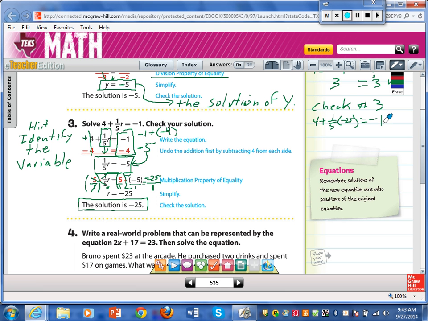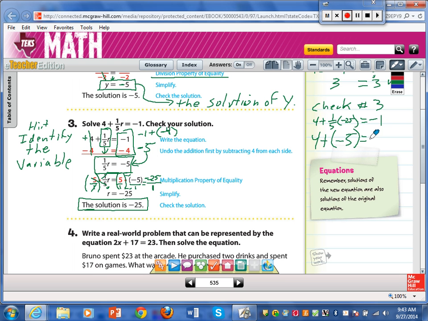Okay, so on this one, now you have to follow the order of operations in the correct order. You have to do any multiplication and division first. So you have to do this part. Negative 25 times 1 is negative 25. Negative 25 divided by 5 is negative 5. So now we bring down your 4, bring down your plus, put this in parentheses.